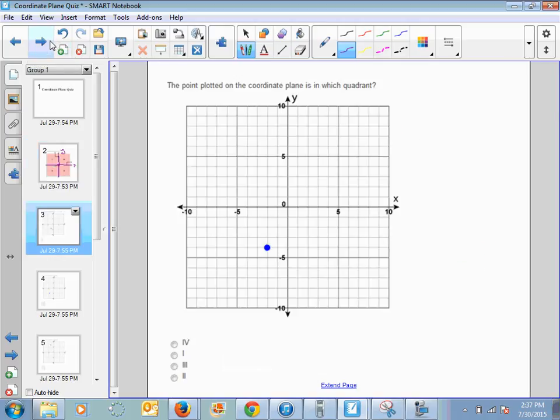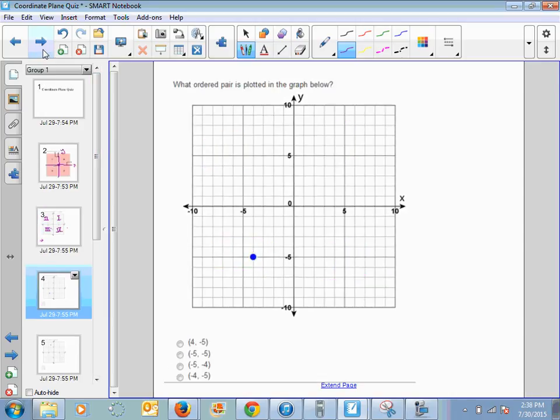Okay, the point plotted on the coordinate plane is in which quadrant? Quadrants go like this, and they're written in Roman numerals. That's quadrant 1, quadrant 2, quadrant 3, and quadrant 4. Always in that order, going counterclockwise. So we see that point right there. Well, it's clear to see that's in quadrant 3.